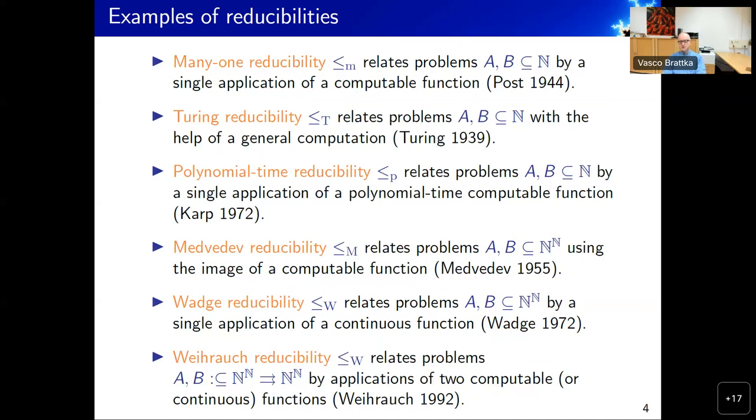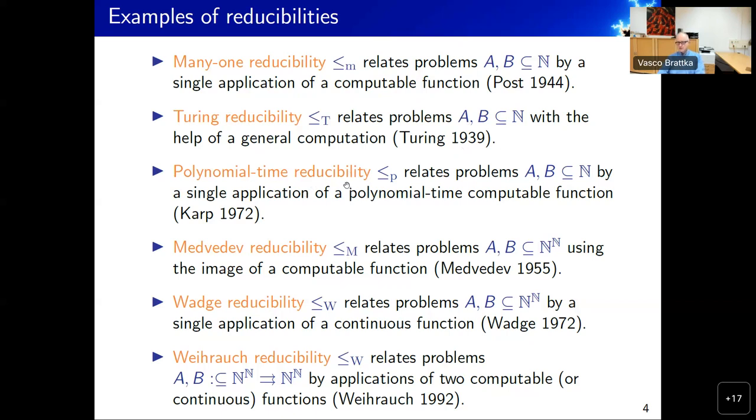Perhaps the first ones that were studied in computability theory are many-one reducibility and Turing reducibility. Turing reducibility was introduced by Turing, many-one reducibility a little bit later by Post. Here the problems are subsets of the natural numbers, and the relation between A and B is established by a computable function. The distinction between many-one reducibility and Turing reducibility is that the function is used in a slightly different way.